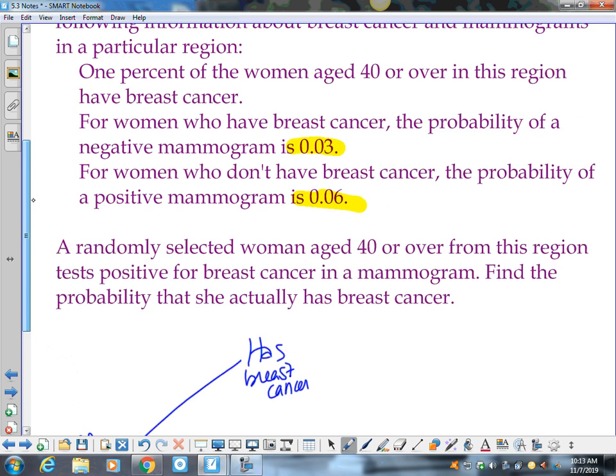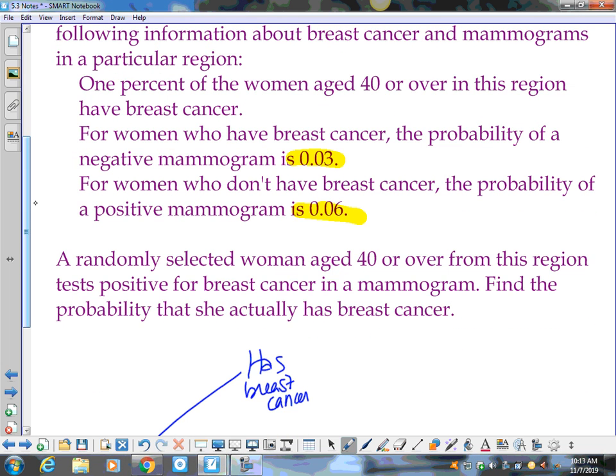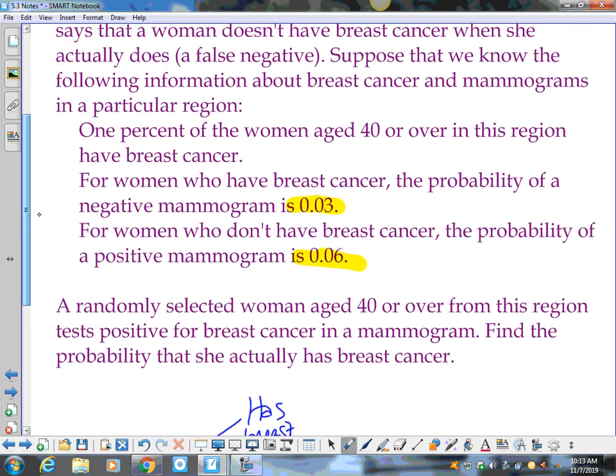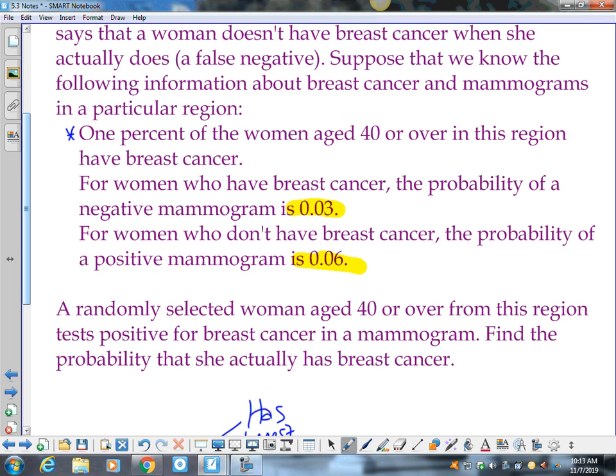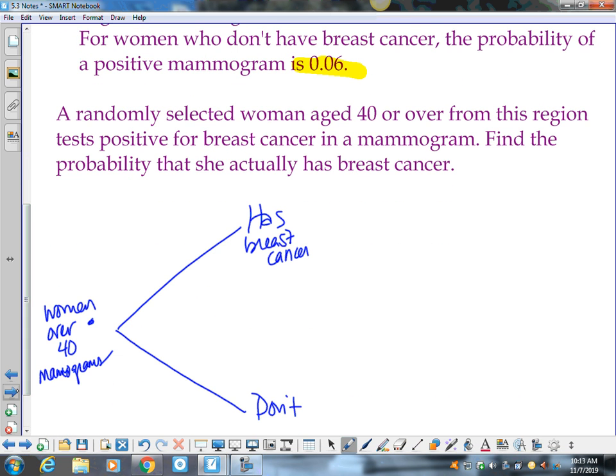Okay, so let's go back and read, and let's see if we can find the probability of women who have breast cancer. Right here. 1% of the women aged 40 or over in this region have breast cancer. That's not 1% of the positive test results. That's why this event is first. It's 1% of everyone who gets a mammogram has breast cancer. So we're going to go 0.01, and this is going to be 0.99.